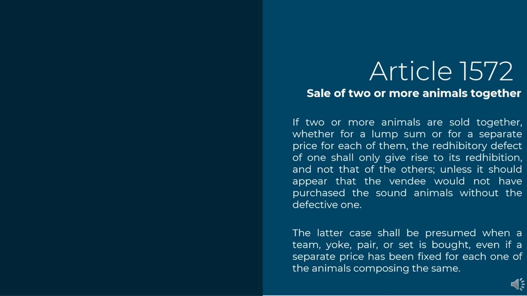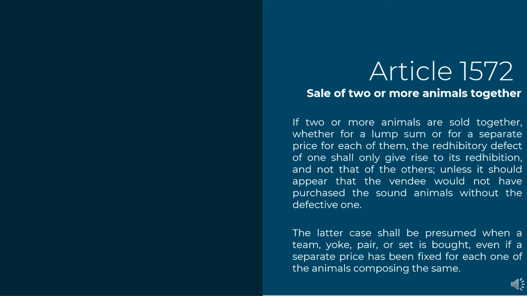Now, when 2 or more animals have been sold at the same time and the redhibitory defect is in one or some of them but hindi lahat, yung general rule dito is that the redhibition will not affect the others without it. So, kibale, both has to exist, di ba? Not only one. Now, the exception is when it can be shown by the vendee that he would not have purchased the sound ones without those which are actually defective. Such intention need not be established by the vendee, but it shall be presumed when a team, yoke, pair, or set is bought unless the vendor proves the contrary.